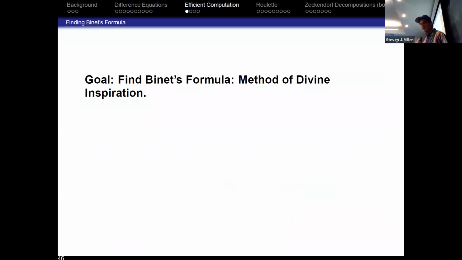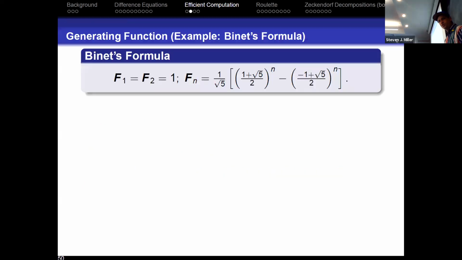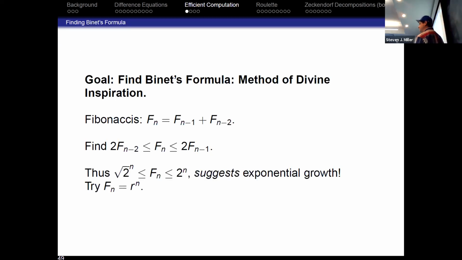Okay. A little bit on efficient computation. So we've talked about Binet's formula. We've done this before, so I'm not going to do too much on this. I'm just going to go through the slide at warp speed. We talked about how F_n is between twice F_(n-2) and twice F_(n-1) by just replacing things. So we've got an exponential growth rate. It goes at least as fast as root 2 to the n and no faster than 2 to the n.